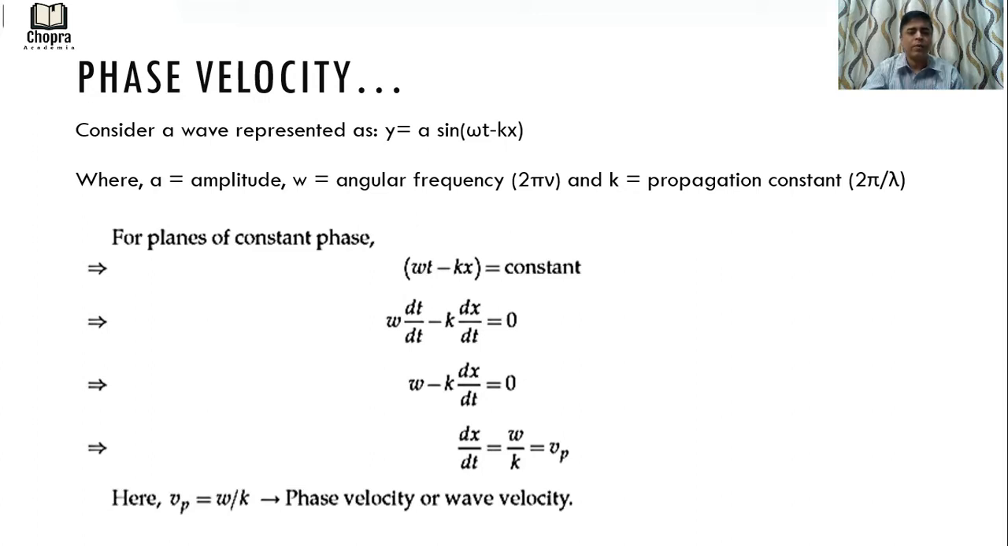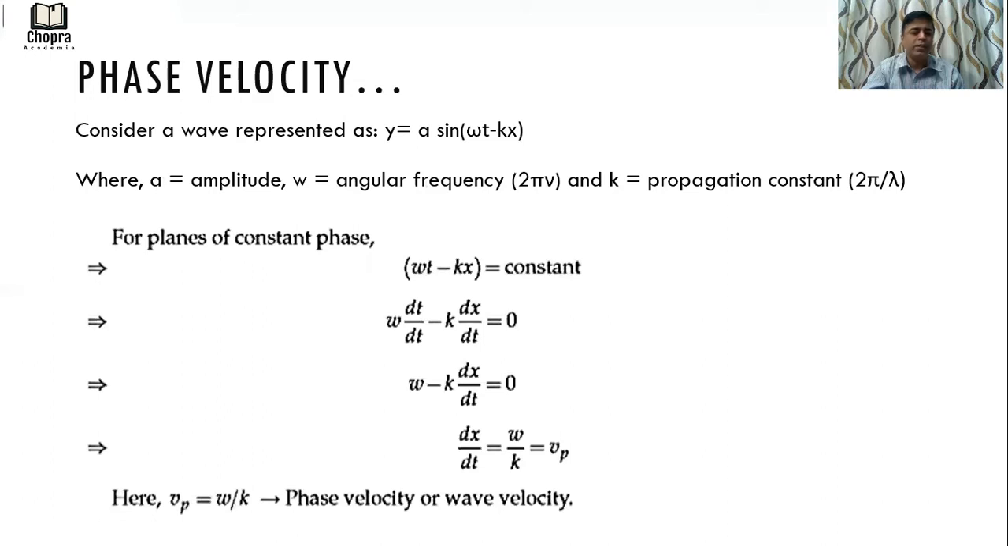So if we say constant phase in the wave, then we are talking about omega t minus kx to be constant. So that is what is your term sine of (omega t minus kx), where omega t minus kx is your phase. So phase is constant, so we keep omega t minus kx equal to constant. We differentiate both the sides with respect to time. So we are left with omega dt by dt minus k dx by dt, which is nothing but omega minus k dx by dt equal to 0, or dx by dt is equal to omega by k, which can be called as phase velocity or the wave velocity.